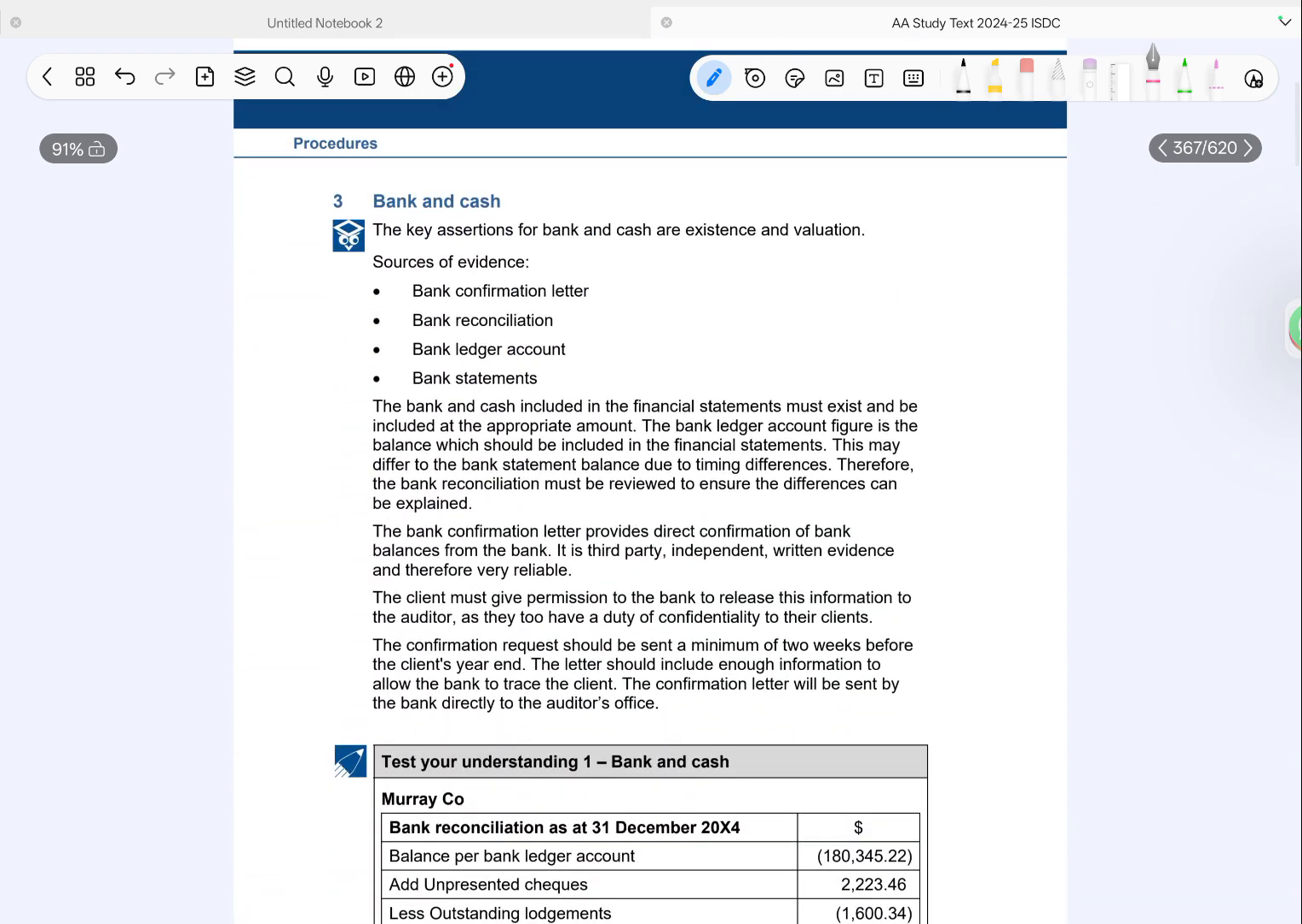For bank and cash, the key assertions are existence and valuation.